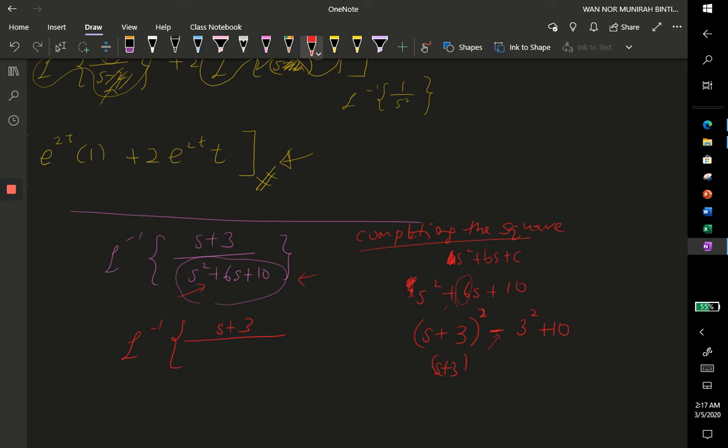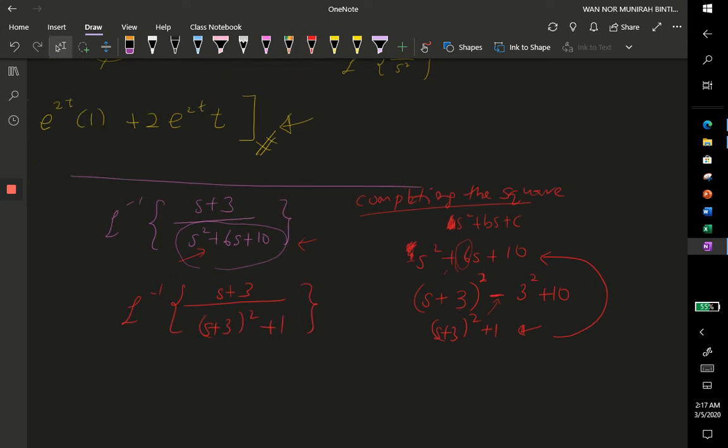s plus 3 square minus 9 plus 10, which is plus 1. If you try to expand this function, you will get this one. If you don't believe it, try it. Right. So I have s plus 3 square plus 1. So this is my function at my denominator.